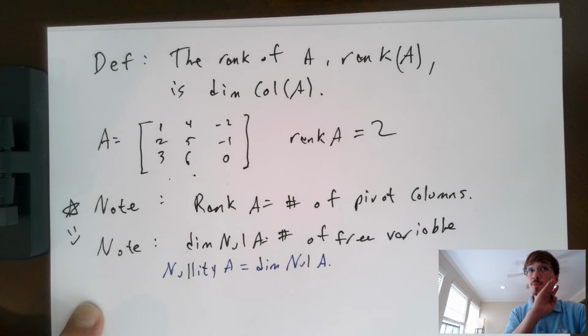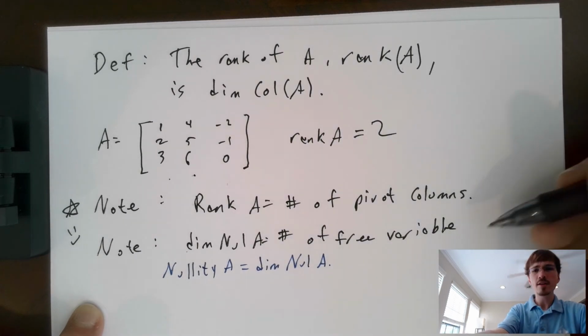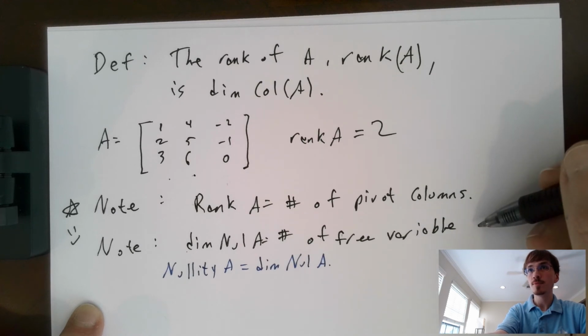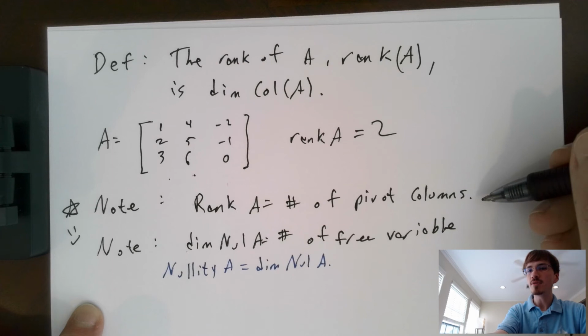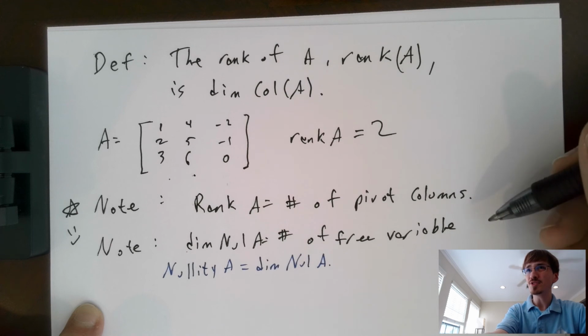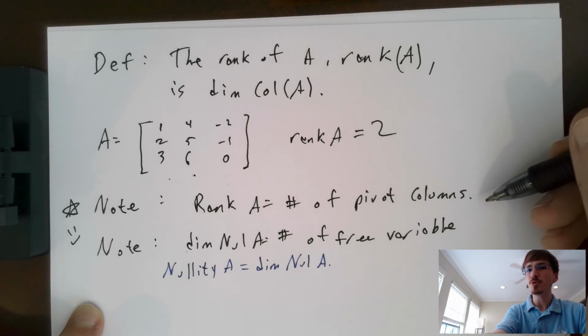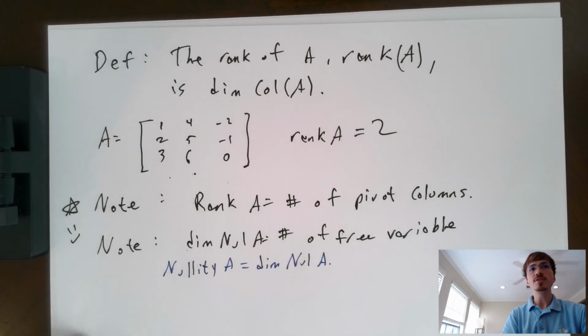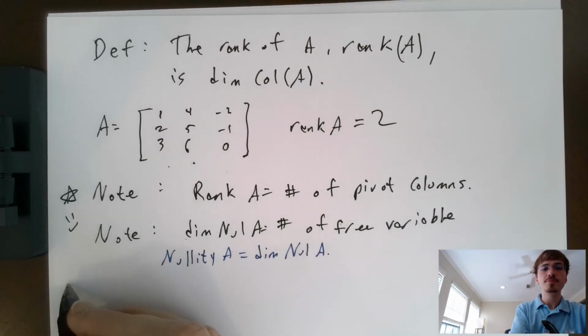And remember what we said. Any column of a matrix corresponds to either a basic variable or a free variable. So what happens if you sum up the number of basic variables and the number of free variables? You better get the number of columns, right? So I'll say that one more time. If you sum up the number of basic variables and the number of free variables, you have to get the number of columns. And this is called the Rank-Nullity theorem.